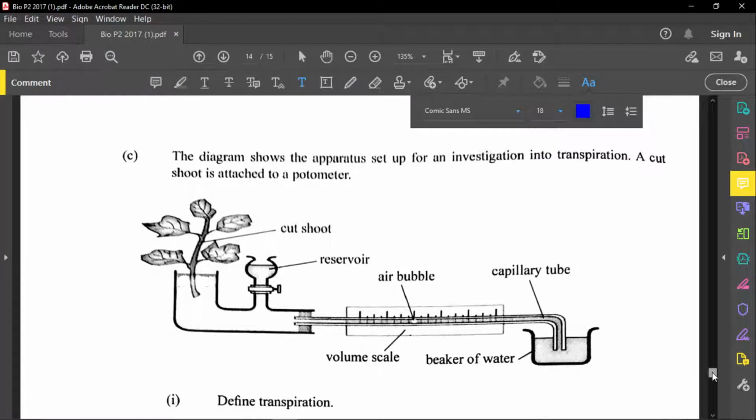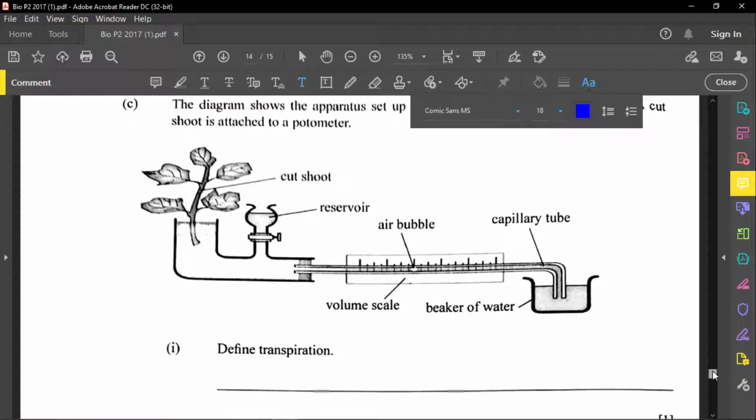This question now reads that the diagram shows the apparatus set up for an investigation into transpiration. A cut shoot is attached to the potometer. So there's a potometer now, and notice the plant involves water and so on. Water will be traveling through the tubing. There's a beaker of water, which is pretty much the reservoir. They're going to suck water from here. The reservoir is used to add extra water to reset the bubble. There's an air bubble right here.